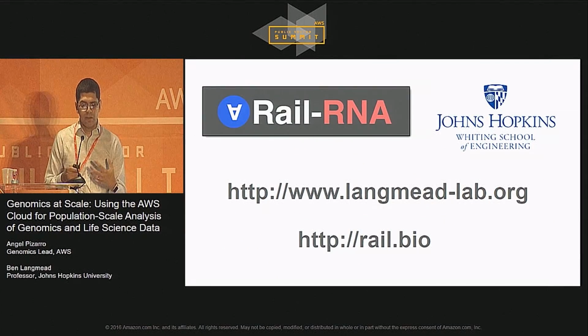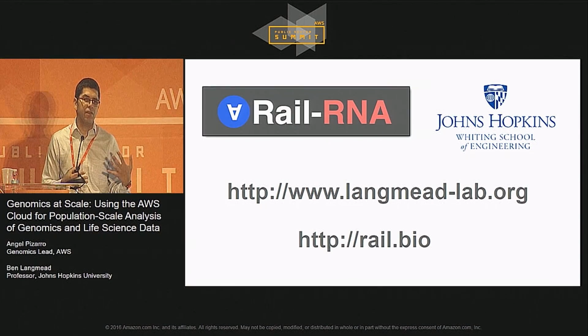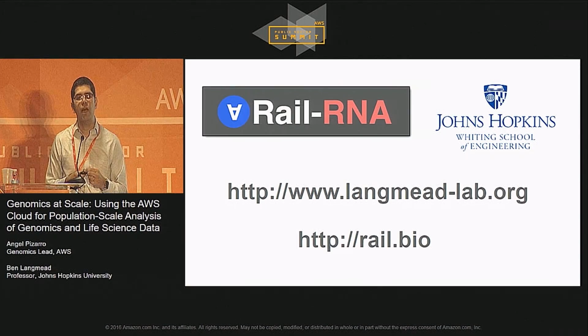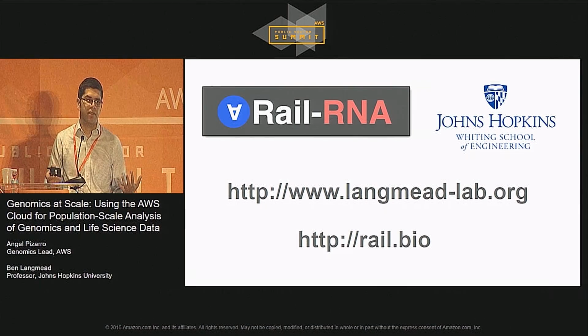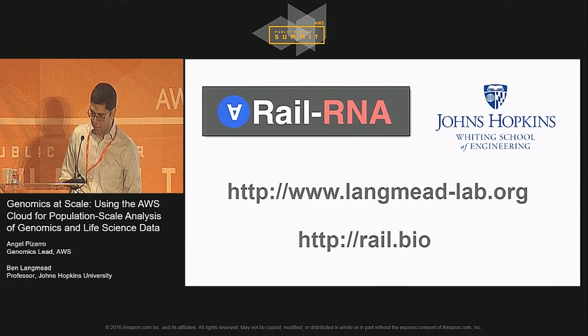Right, so at this point, that's the background you need to understand what the motivation was to adopt EMR for building science tools, and I'd like to bring up to the stage Ben Langmead.